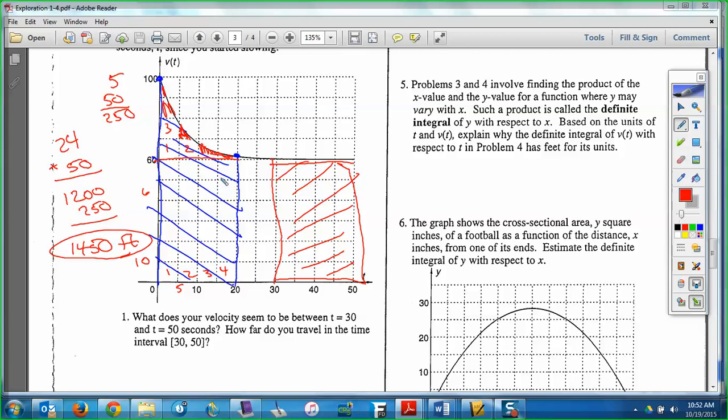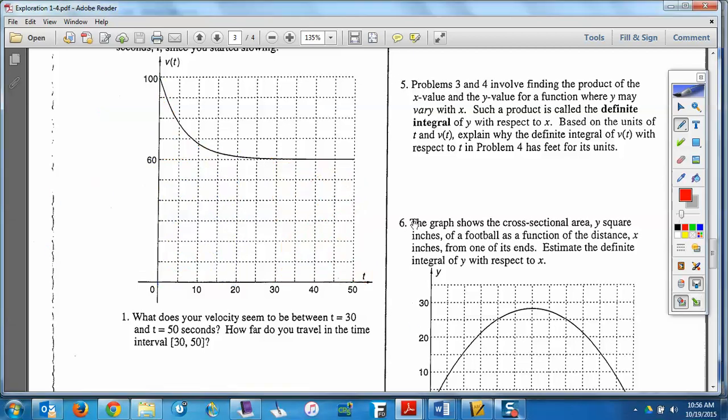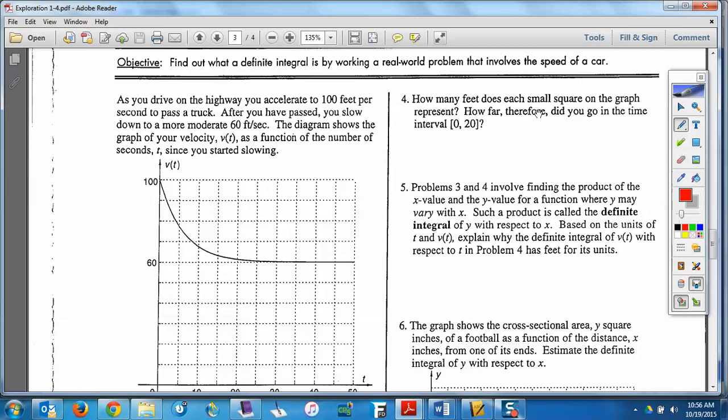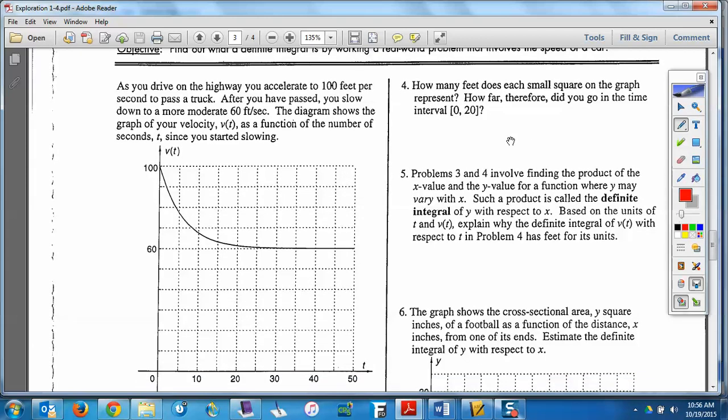This is called finding the integral, the area underneath a curve. And what it represents is called finding a definite integral. So anyway, we've already answered number 4: how much does each small square represent? So the answer to number 3, how many squares? What did we say then? 29? Yeah, 24 and 5, about 29 roughly. How much does each small square represent? 50. So therefore, 1,450 was our distance traveled.